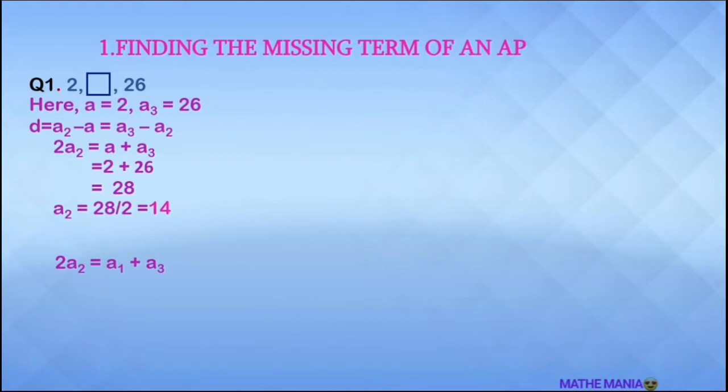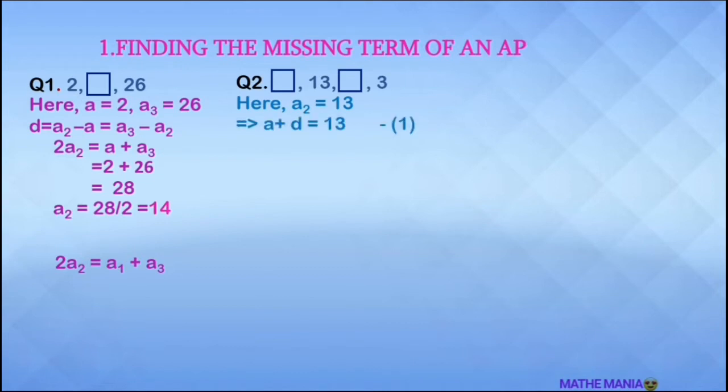Let's take another example. Here we are given 4 terms and 2 of them are missing. Unlike the first question, the first term a is missing here. So we have to find a and a3 while a2 and a4 are given to us. Using the formula an is equal to a plus n minus 1 d, we get a2 is a plus d. So therefore a plus d is equal to 13. This is a linear equation in 2 variables a and d. Similarly, we'll get another equation when we use the formula with a4. So we get a plus 3d is equal to 3.